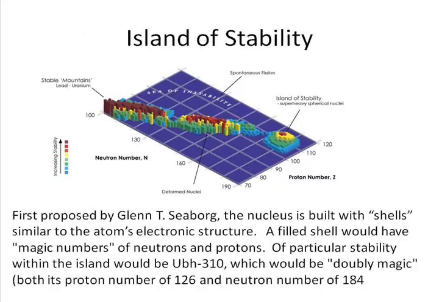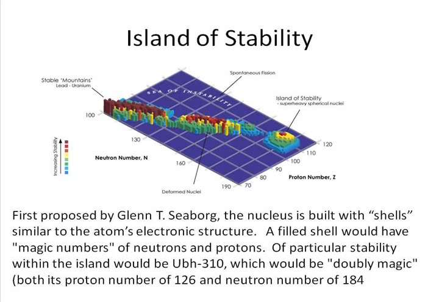The island of stability was predicted by Nobel Prize-winning Glenn Seaborg, who died in 1999. He played a critical role in discovering 10 elements, the most discoveries of any human. He proposed that the nucleus was constructed of shells, much like the electronic structure of atoms. There would be certain magic numbers that were extra stable, which would yield this island of stability.